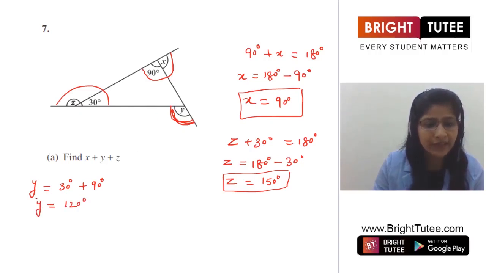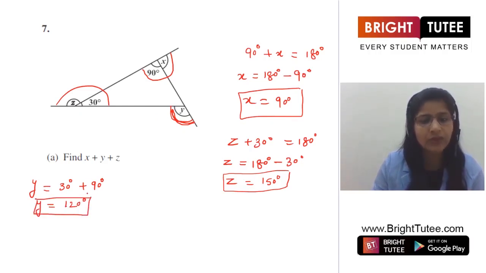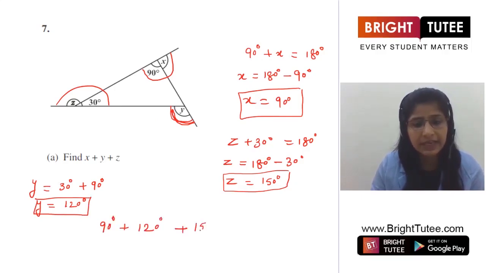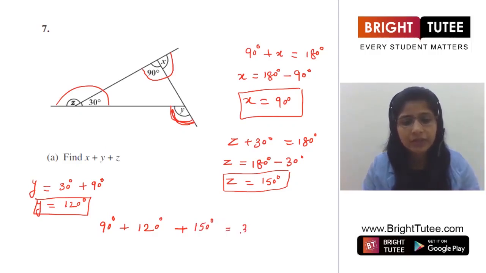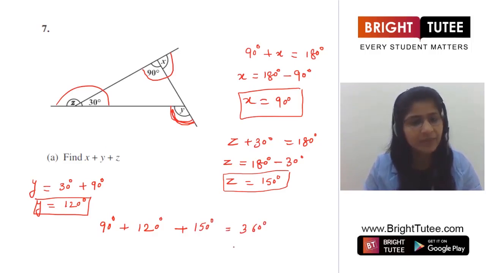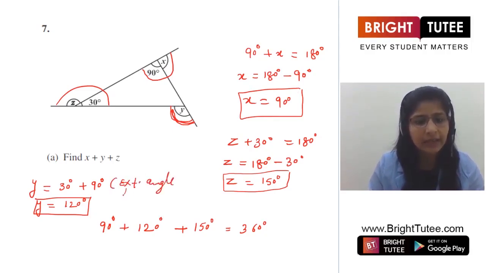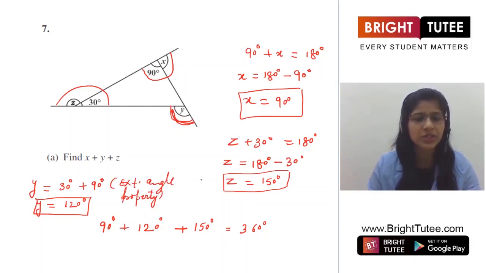Now we know x as well as y and z also. We will be adding all of them. So x is how much? 90 degrees plus y is 120 degrees plus z is 150 degrees. Adding all this, we will get 360 degrees, right? So I hope the question is clear. We calculated x and z using the linear pair property, and we calculated y using the exterior angle property. Clear? So you can mention in bracket exterior angle property. So this is how we are going to solve the questions of this type.